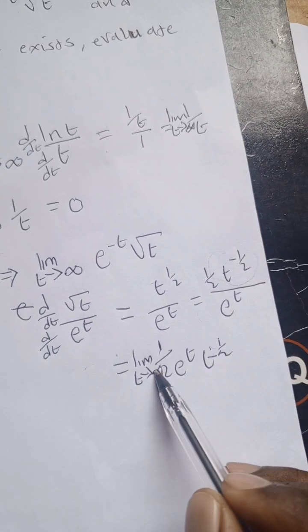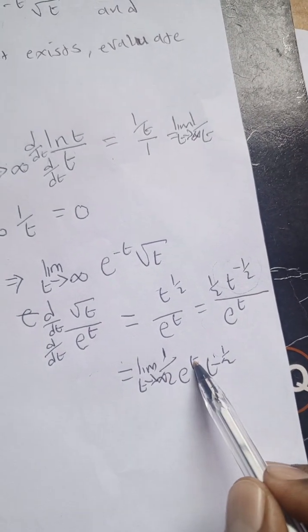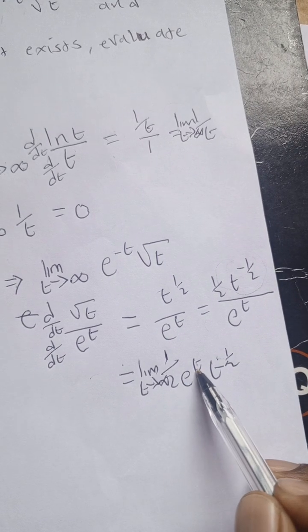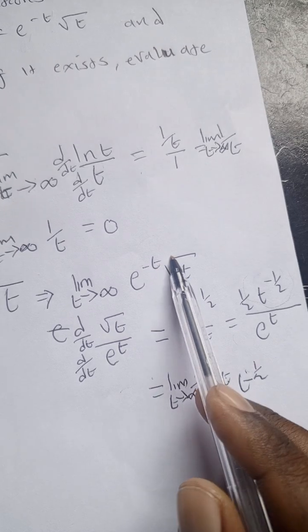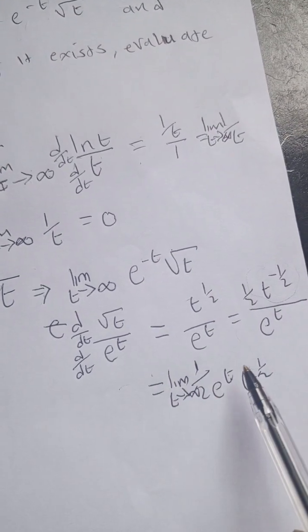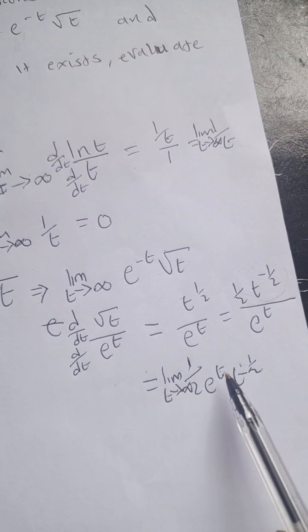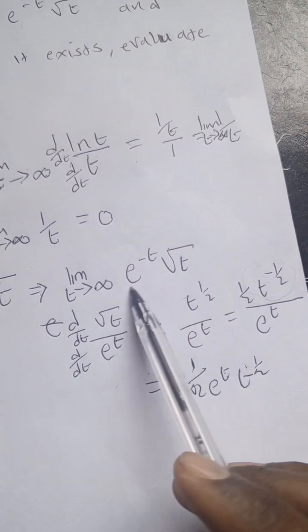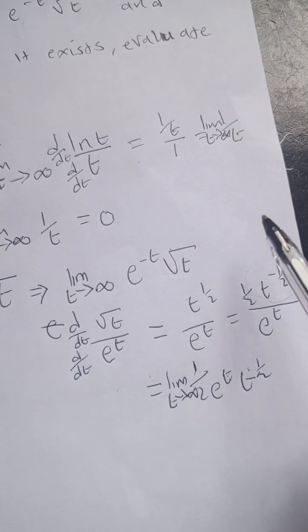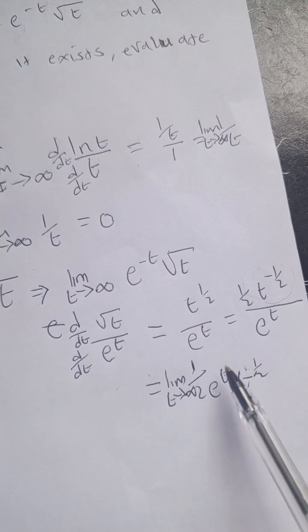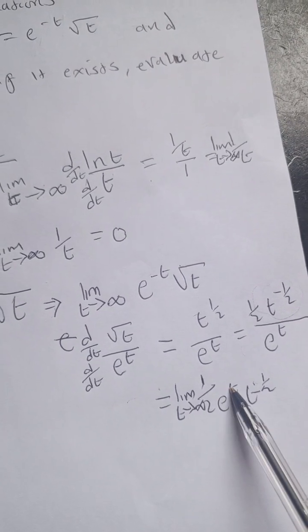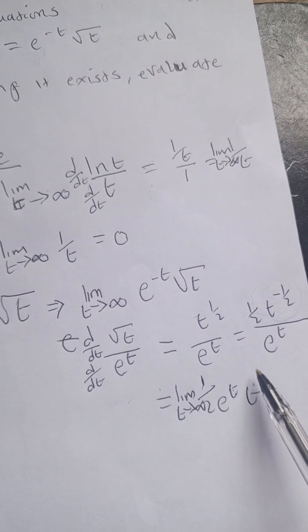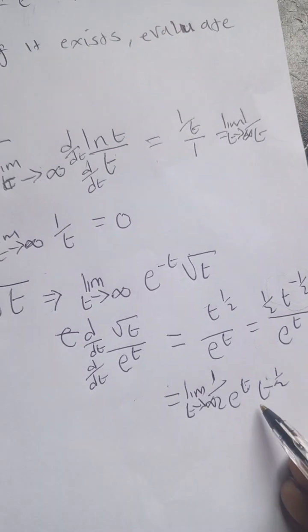Now if you plug in infinity where there is t here, e to the power t is infinity, but e to the power negative t is 0. But e to the power t as t is approaching infinity is what? Infinity. But e to the power negative t as t approaches infinity, it's what? 0. So for this one alone, we're going to get what? Infinity.